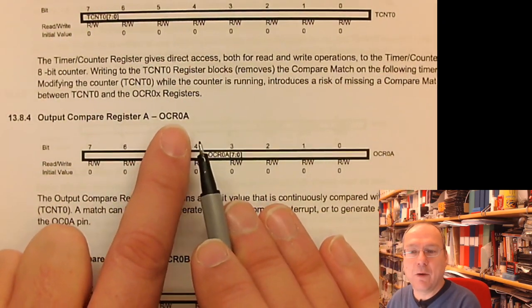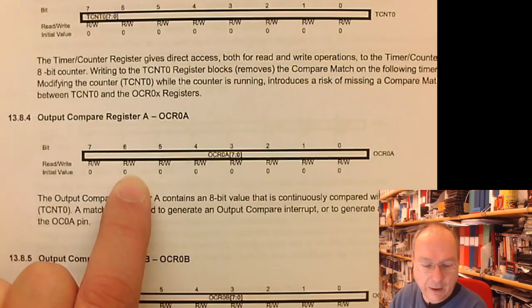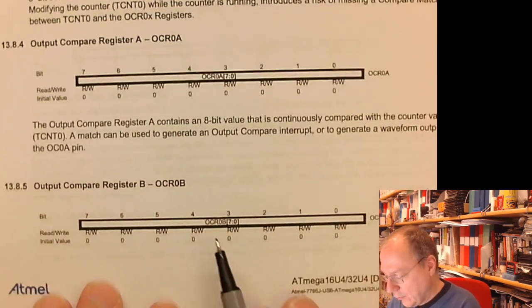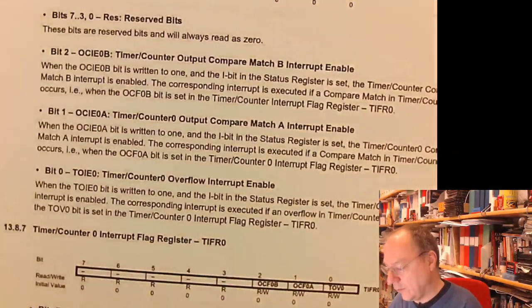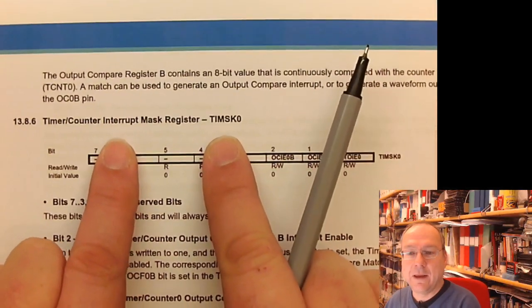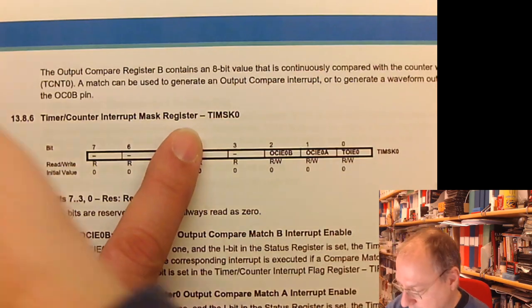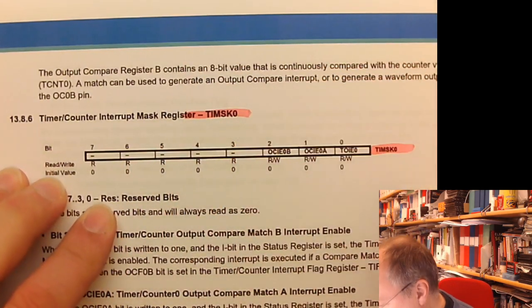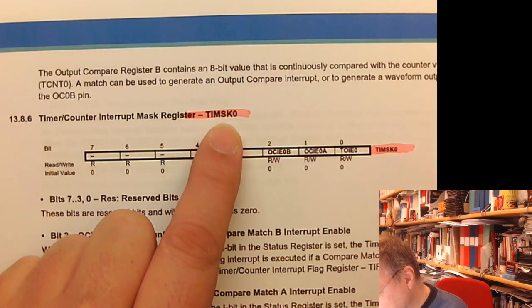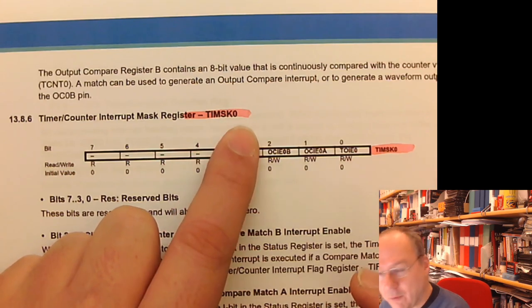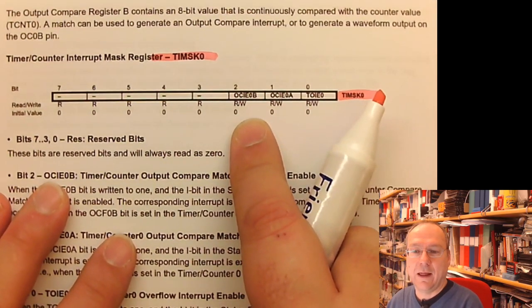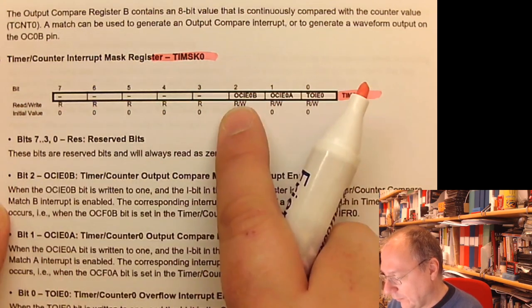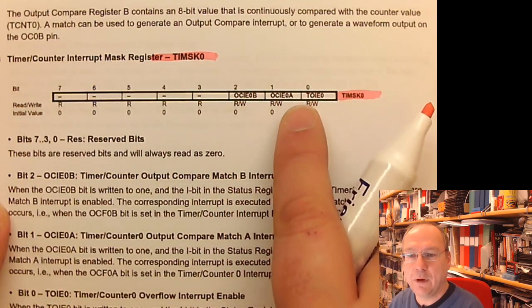We have the output compare register A, which we've seen can be used as the top value in our counting. We have another output compare register, OCR0B, which we will also come back to in the next lecture. And we have the timer interrupt mask register, TIMSK0, timer interrupt mask register for timer 0. And this actually allows us to enable an interrupt when a certain event occurs in the timer. And this register has 3 used bits, as we can see here. There are only 3 bits which have names.